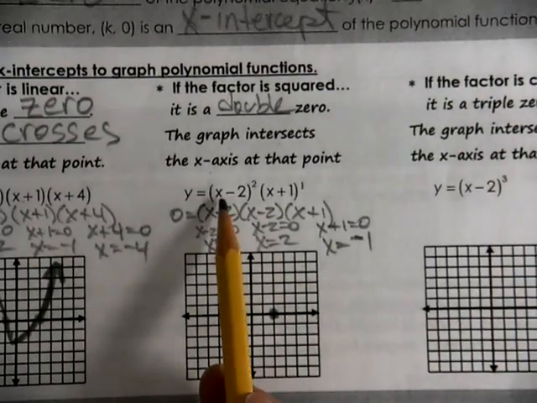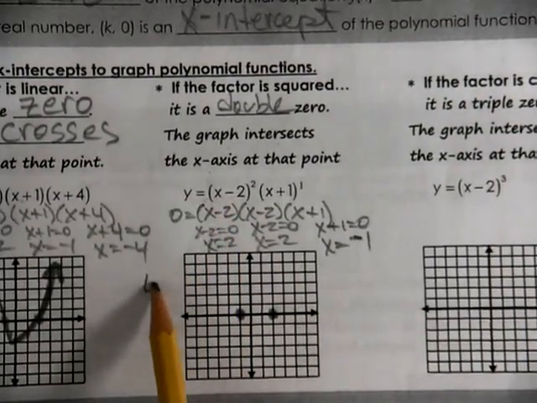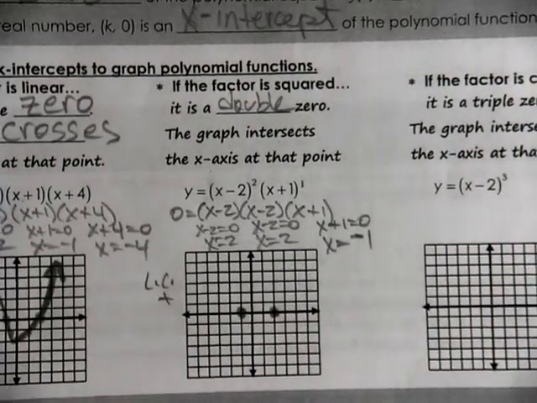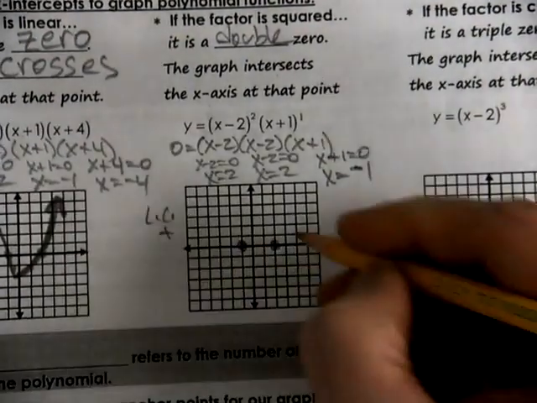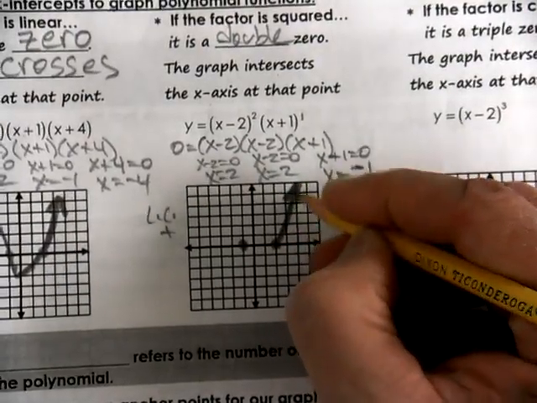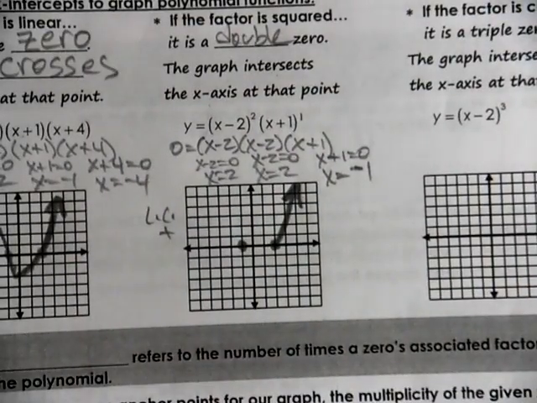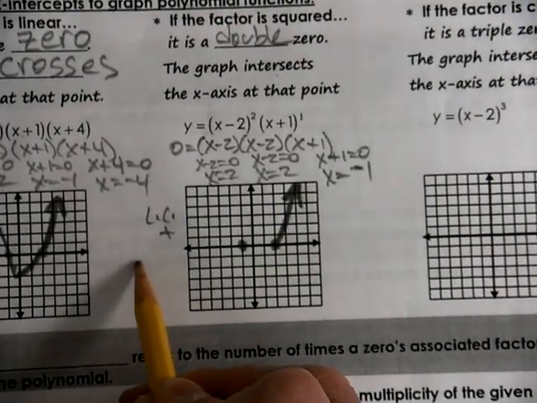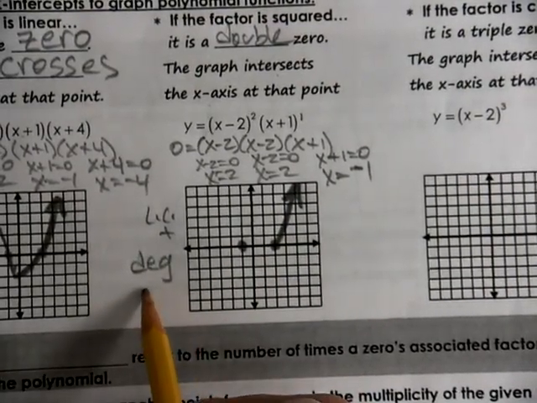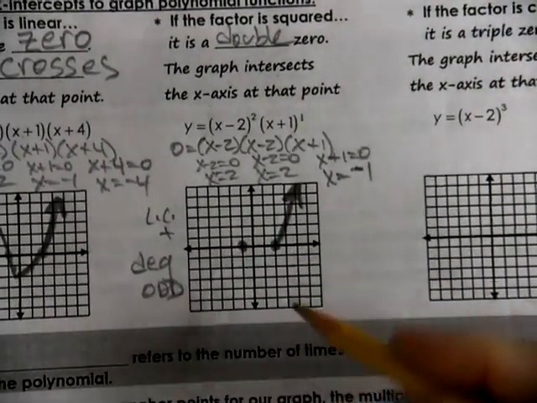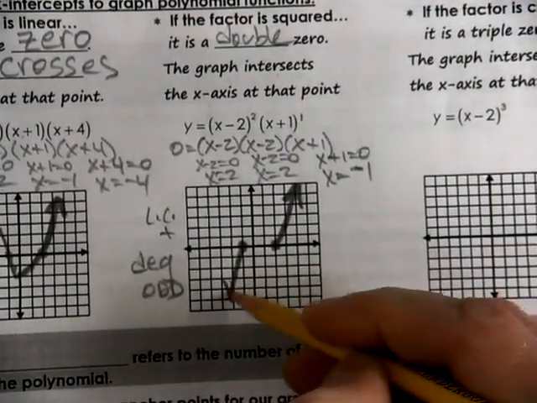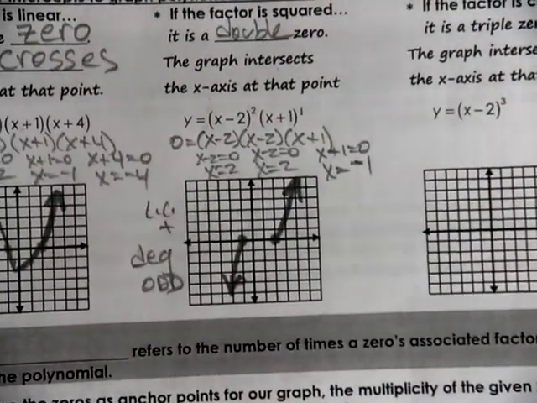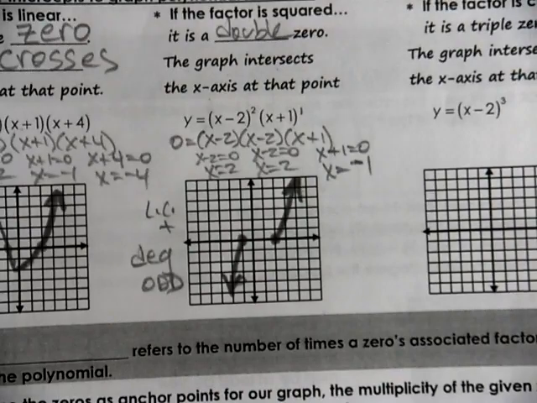We know that the leading coefficient is a positive. So that means the graph is going to go in a positive direction. We know that we have an odd degree. So in the other direction, it's going to be going opposite. They go in opposite directions because it's an odd degree, just like we learned yesterday.